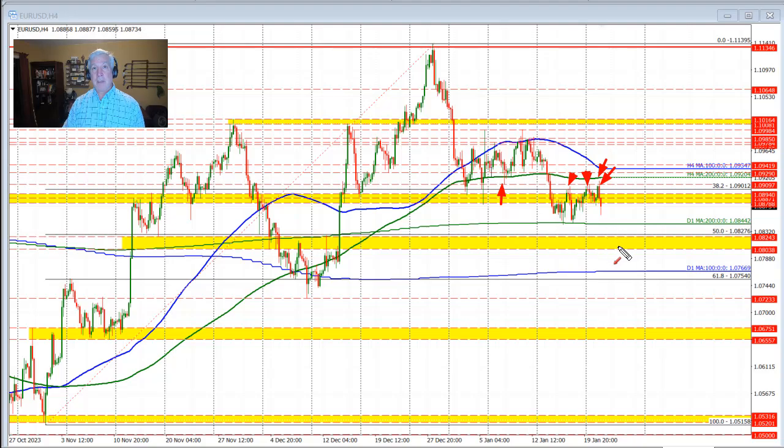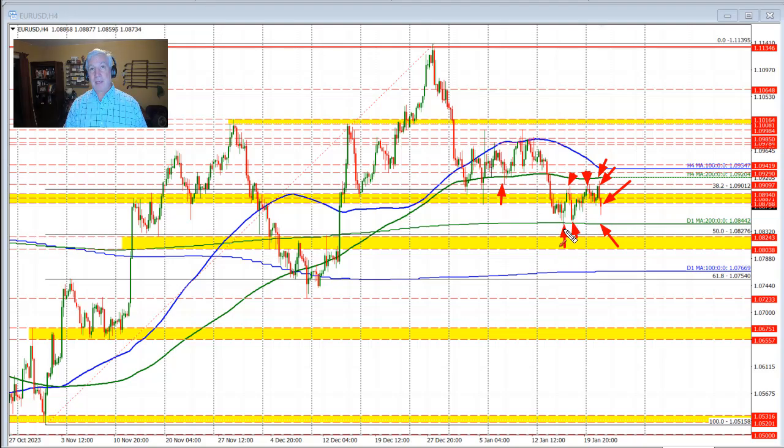However, we did fall short of the next target out here at the 200-day moving average. Nevertheless, the sellers are more in control with the price below this swing area between 1.0878 and 1.0894. Staying below that level, I think, tilts the bias more in the downward direction, and would have traders again looking for the 200-day moving average. That's the green line in this chart.